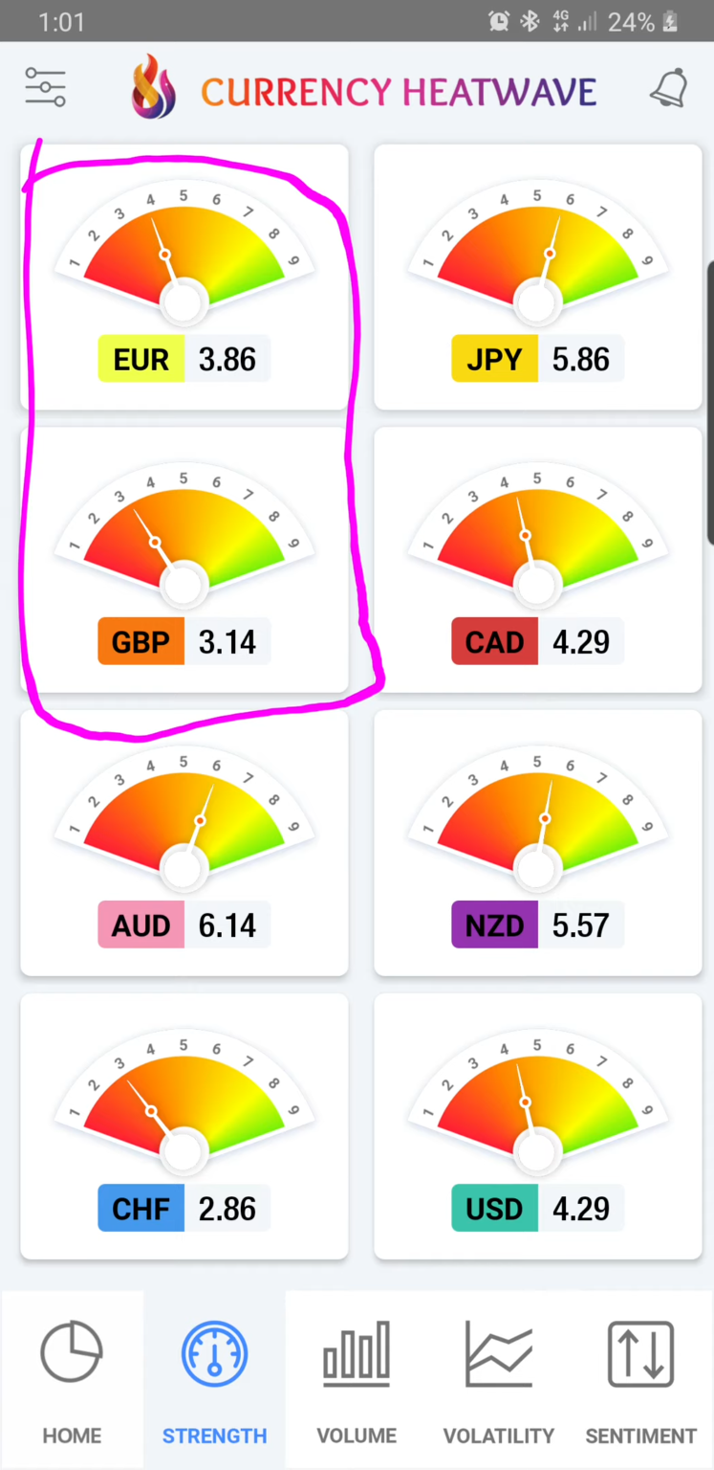Do you want to trade the trend? You go for the high variation ones. Do you want to trade the breakout? You go for the low variation ones. So that's it about this page here, this trend page.